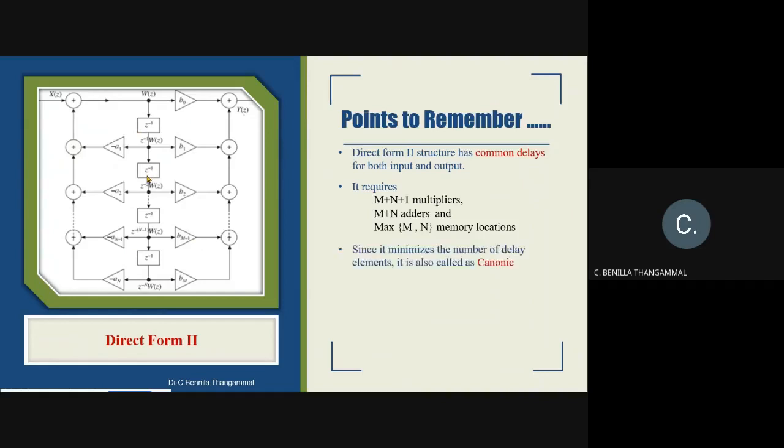Since it minimizes the number of delay elements, it is also called canonic. Why direct form 2 is also called canonic: as the number of delay elements has been minimized, we can call it canonic. And it involves the realization of the transfer function in two parts. First, the transfer function Y(z) divided by X(z) will be a product of two transfer functions, as we introduce a temporary function W(z). So Y(z) divided by W(z) into W(z) divided by X(z).